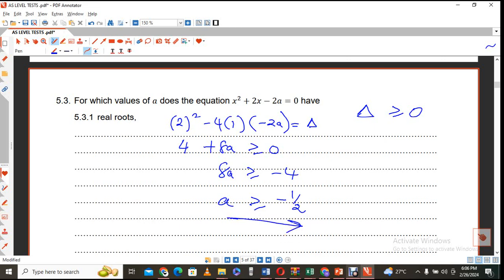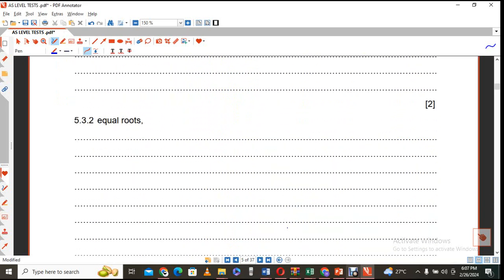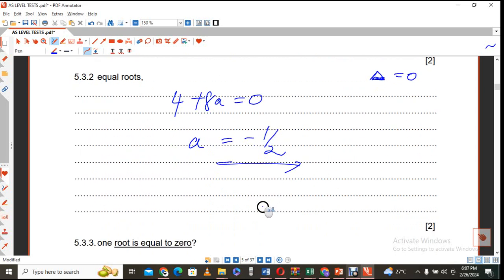That's one condition. Same story when they have equal roots: the condition for roots to be equal means the discriminant should equal 0. So that means I will say 4 plus 8a equals 0. Again, a will now equal negative a half. Okay, we already know how to solve that one.